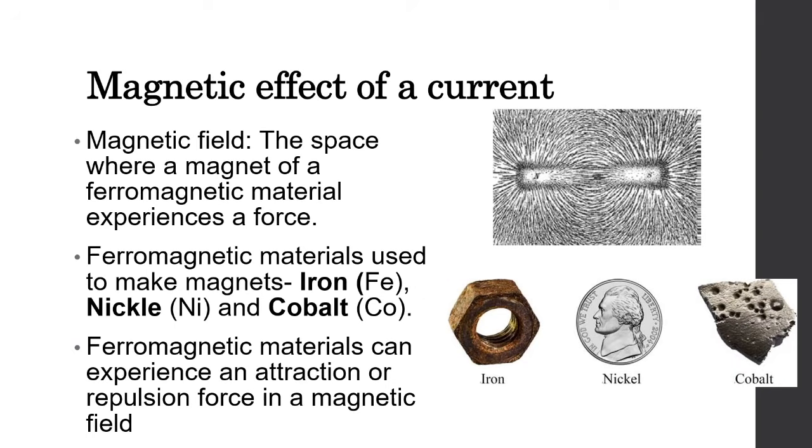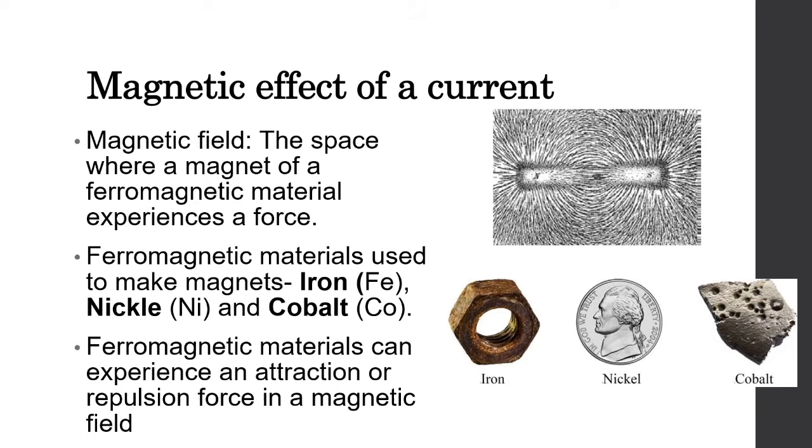Firstly, let's start with what a magnetic field is. A magnetic field is the space where a magnet or a ferromagnetic material experiences a force. There are three specific ferromagnetic materials which we use to make magnets, and that is iron, nickel, and cobalt. Ferromagnetic materials can experience an attraction or a repulsion force in a magnetic field.